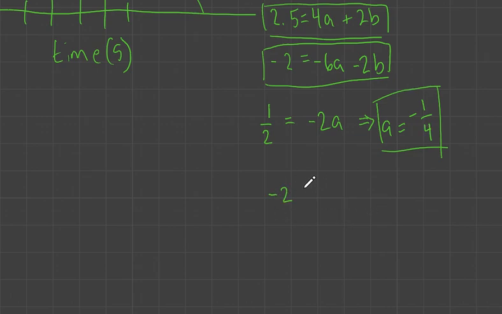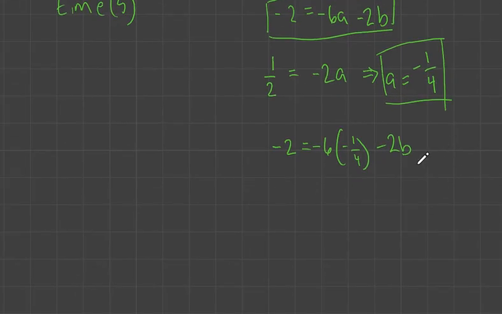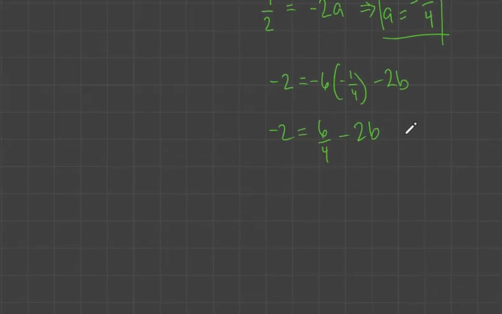So in this case, -2 is equal to -6 times a, but a is equal to -1/4, and then minus 2b at the end. What I can do now is just multiply through, and I get 6/4 minus 2b. If I put 2b on the other side and minus 2 on the other side, I get 2b is equal to 6/4 plus 2, which is the same as saying 8/4.